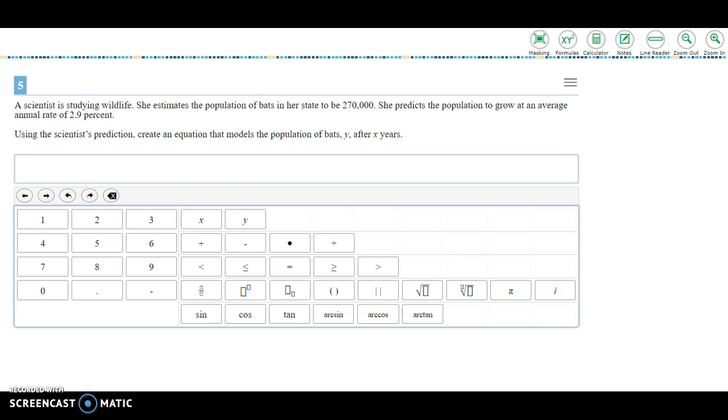She predicts the population to grow at an average annual rate of 2.9%. Using the scientist's prediction, create an equation that models the population of bats Y after X years.